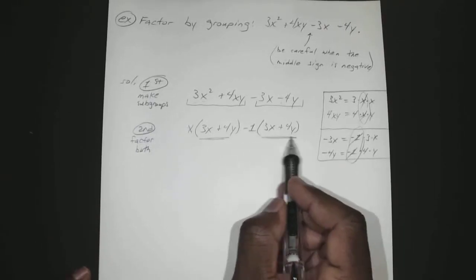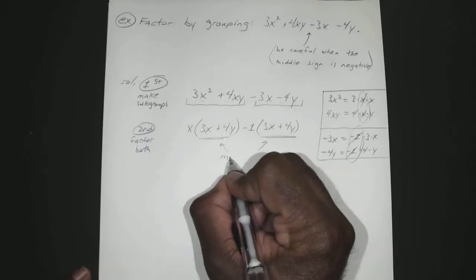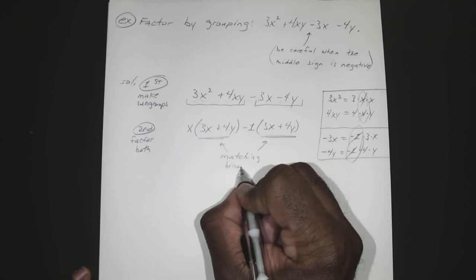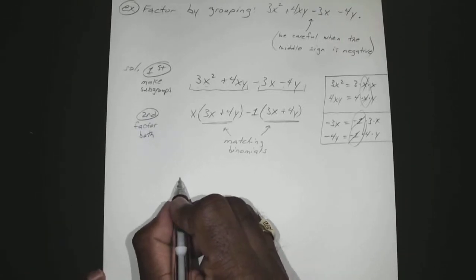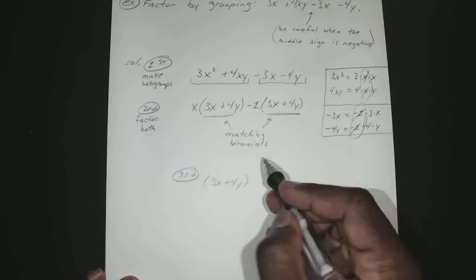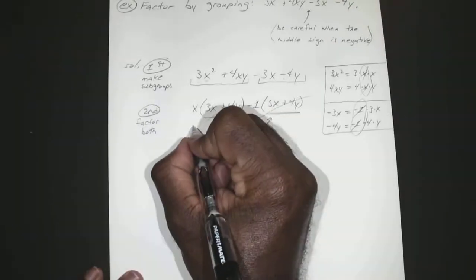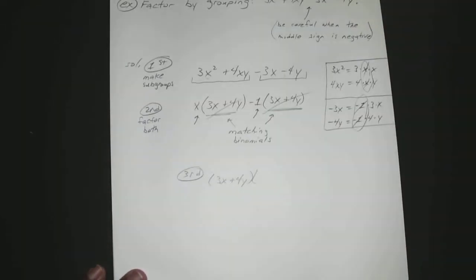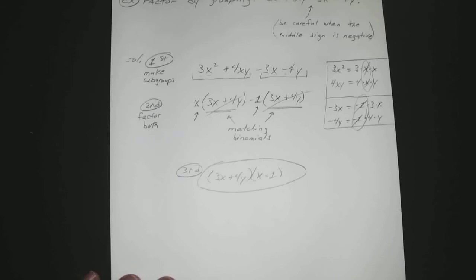Okay, and now we have our matching binomials. 3x plus 4y and 3x plus 4y. Okay. So now that they're matching, we can go ahead and factor it right out. We have 3x plus 4y. And since we've factored it out, we can go ahead and cross those out. And anything that's left will go into our second parentheses. So you have x minus 1. All right. So any questions on that one?